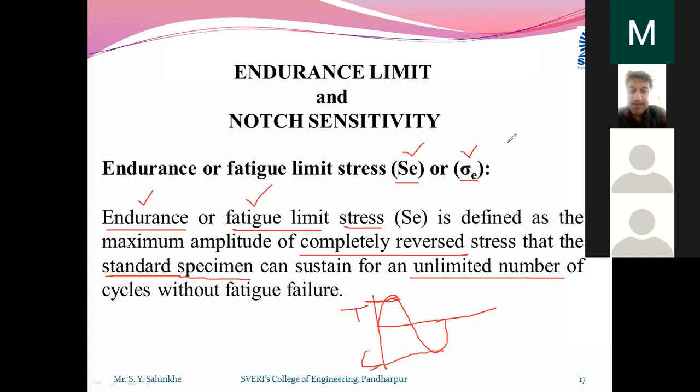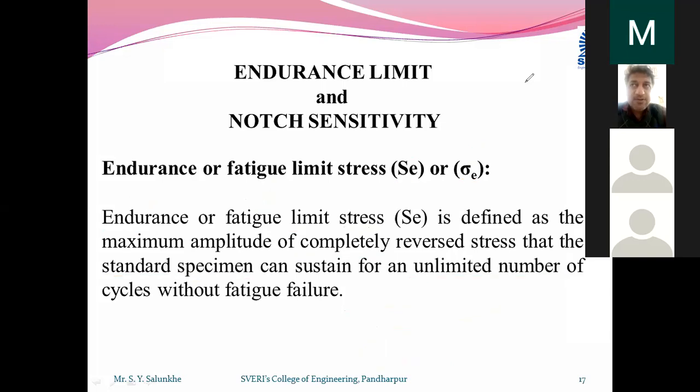Now here one term has been added to yield stress value, ultimate stress value. One more term we have to consider is endurance limit stress or fatigue limit stress. And it is also a value of stress. Yield stress is also a value of stress. Ultimate stress is the value of that stress. Likewise, this endurance limit is also a value of stress, but it is in a completely reversed manner, and which we can apply on the standard specimen. Now, on the next slides, we can clear up this particular concept.